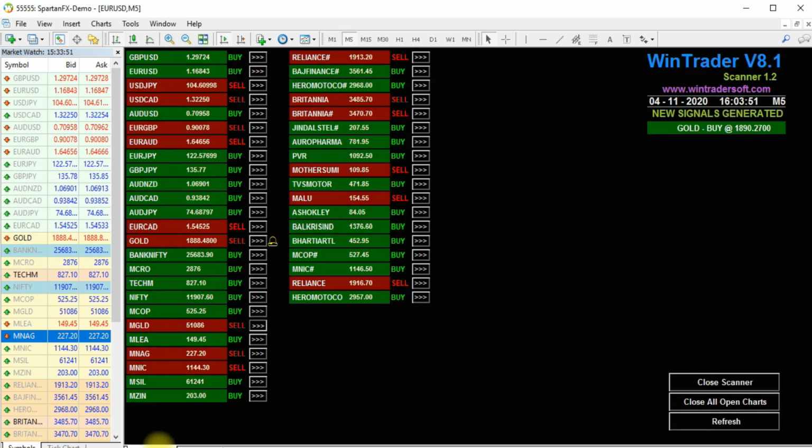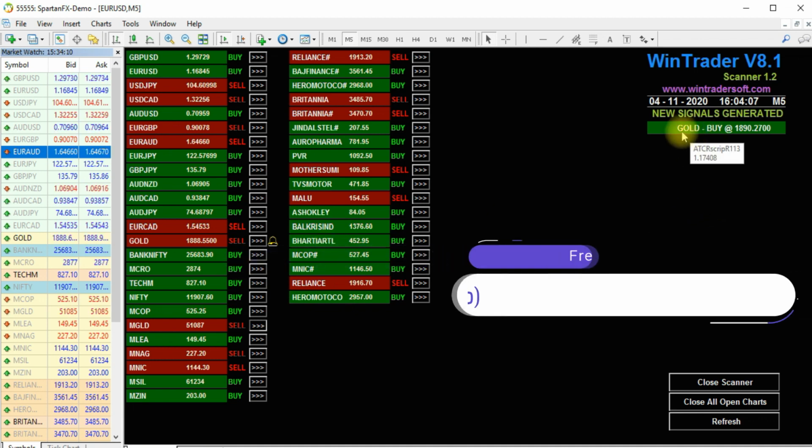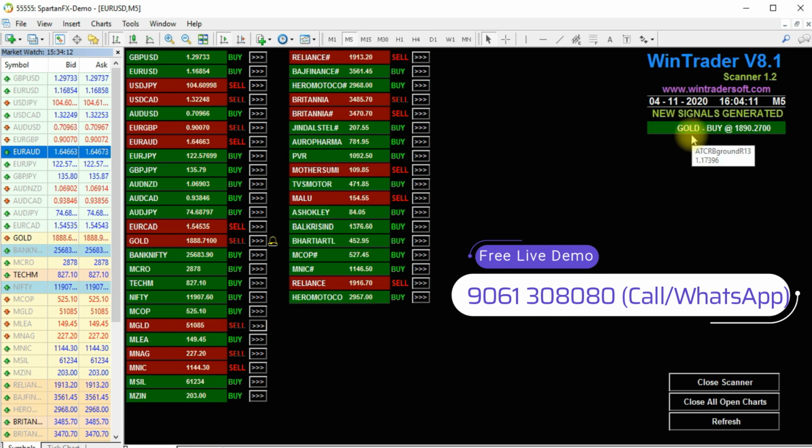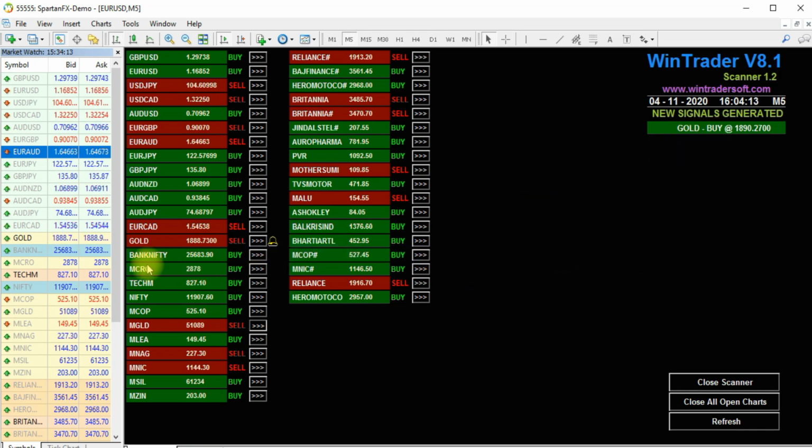Another advantage is that we have a scanner. This is the scanner window. All the scripts you added in Market Watch will appear in the scanner also. From the scanner, if any new signal is generated on a script you want to see, it will appear here. This gold is not Indian market gold; it is the international gold we already added. Here, EMGLD is the Indian market gold price.